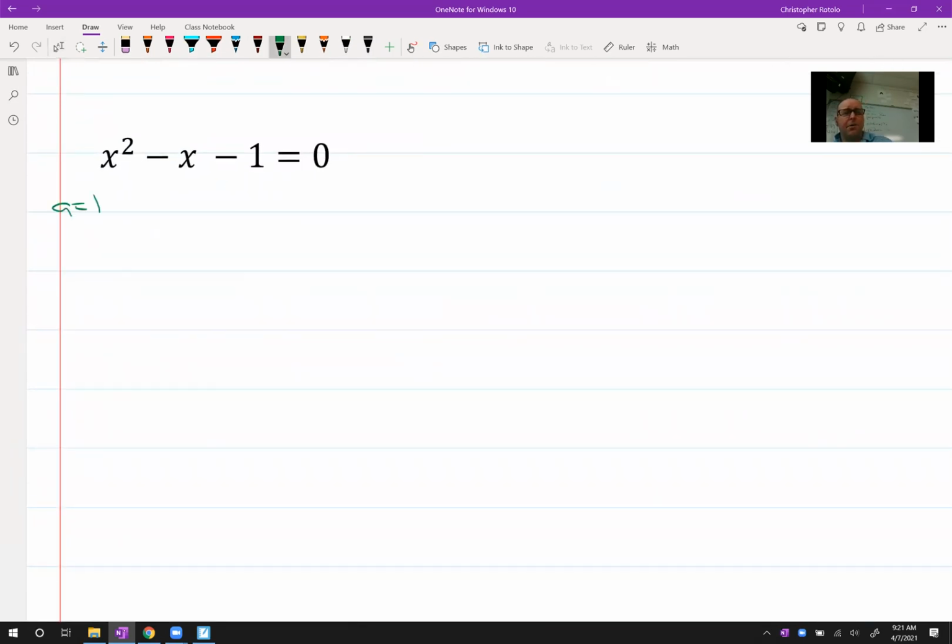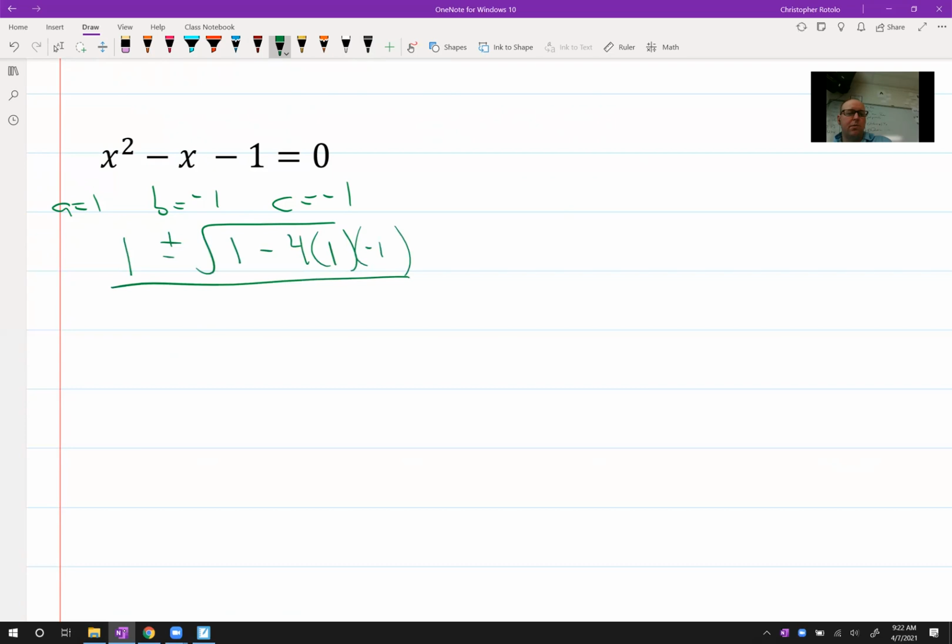So A equals 1, B equals negative 1, and C equals negative 1. So these numbers, they're not as bad as the other one, right? So let's keep track of what's going on. So negative B becomes negative negative 1 plus or minus the square root of negative 1 times negative 1 is 1, minus 4 times positive 1 is A, and C is negative 1, and it's all over 2 times 1 is just 2.